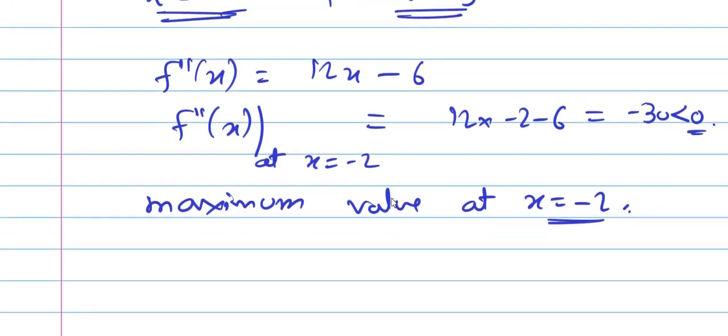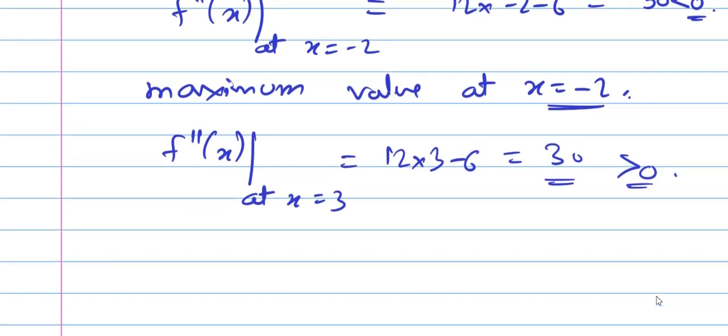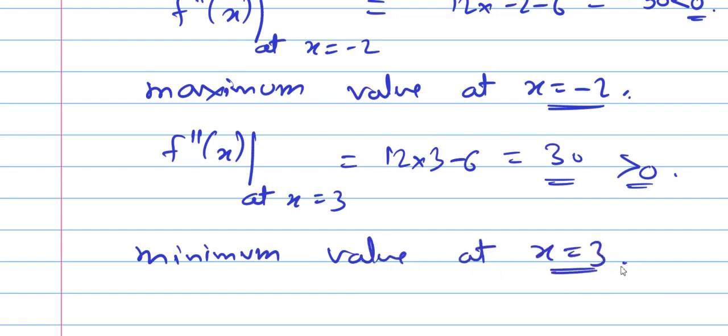Then once again I will calculate f double dash x at the second stationary point. The second stationary point is x equal to 3. So 12 into 3 minus 6, that means 30. So it is greater than 0. f double dash x greater than 0 means the function attains a minimum value at x equal to 3. So at x equal to 3 the function is minimum.